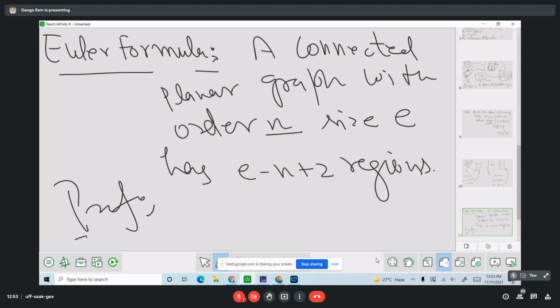The proof is left for you. The proof is based on mathematical induction. I will start the first step and the other steps you can take. So basically we will prove this result by using mathematical induction, applying the induction on the edges only.